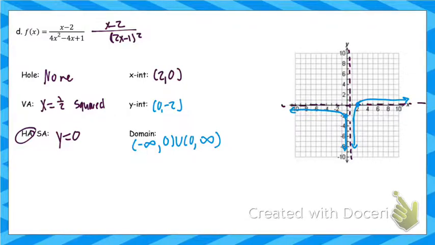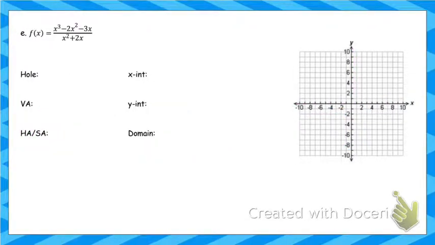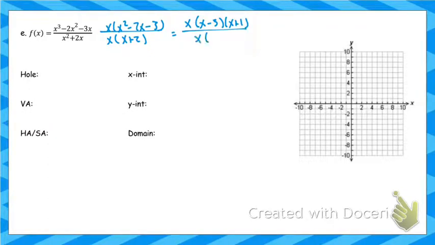All right, let's try the last one. So this one's going to kind of have a little bit of everything. So the first thing we're going to do, factor. Take out our GCF from the top. Take out our GCF from the bottom. Let's continue factoring the top. And now we're factored. So first thing we look for, do any factors cancel out?